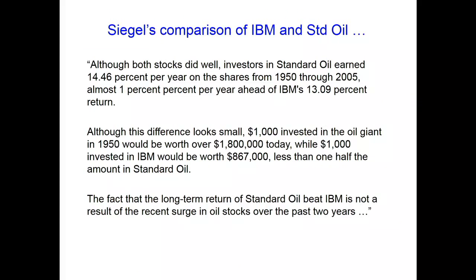So Jeremy Siegel puts this up in his book and simply makes the point, if you did invest in Standard Oil, you would have done better over the years. The difference would be worth 1.8 million, whereas 1,000 invested in IBM would be worth 867, less than 1,000, because you've overvalued it.